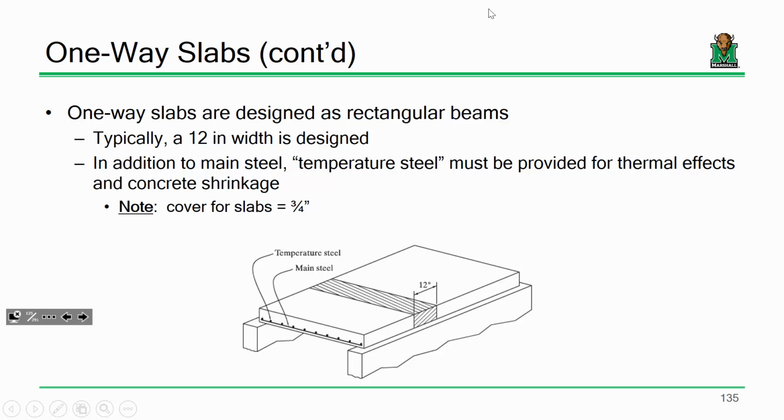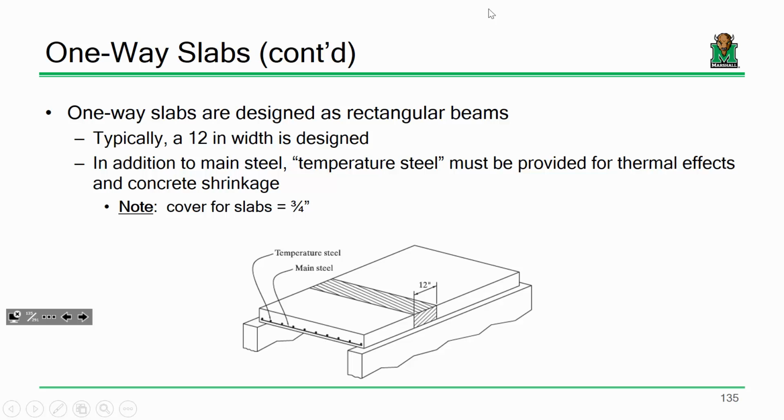Now, when we did beam design, we looked at two different design problems. We looked at design of a beam with an unknown cross-section, and then the design of a beam with a known cross-section. In other words, we know what the beam looks like. We know its sizing. Slab design falls into that category, and here's why. A slab is really just a really wide beam. That's all it is.